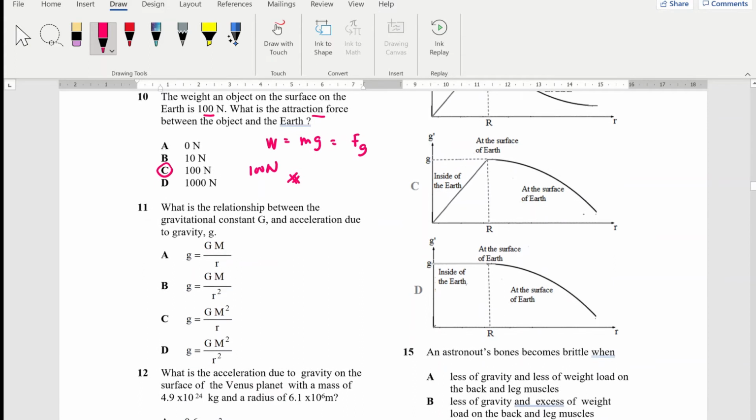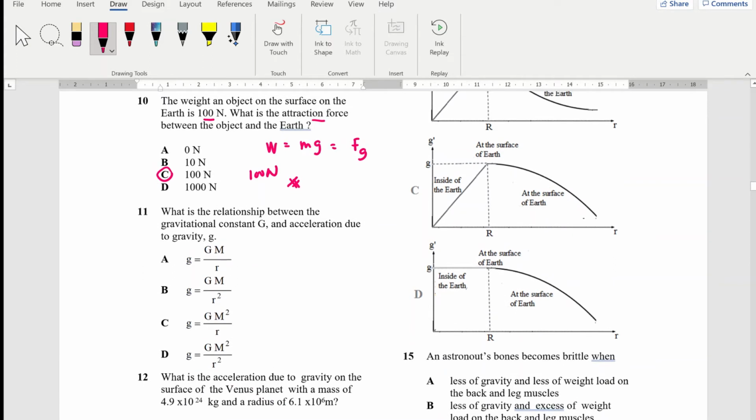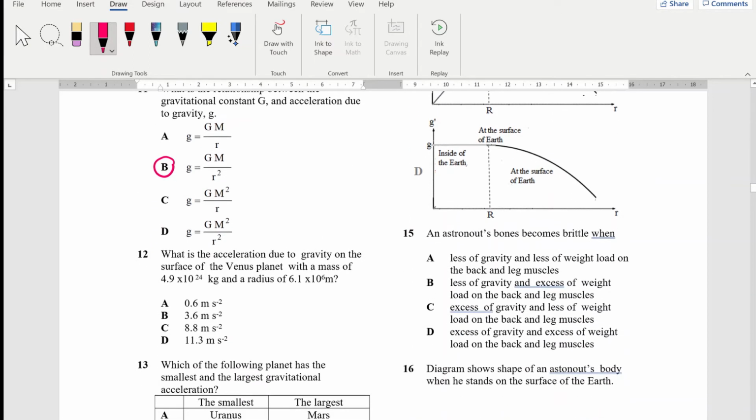Okay, 11. What is the relationship between gravitational constant and acceleration due to gravity? Okay, this one we have already seen in my video, and it is also in the module. We calculated everything and we get B. Okay. What is the acceleration due to gravity on the surface of Venus with the planet mass and radius?